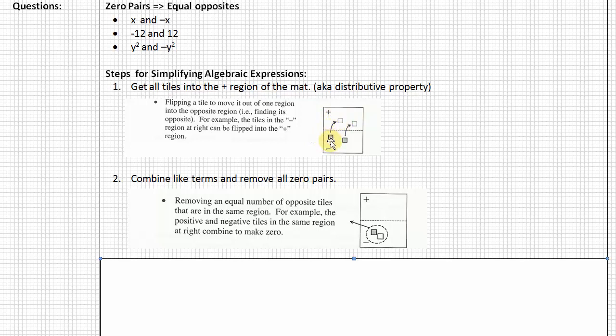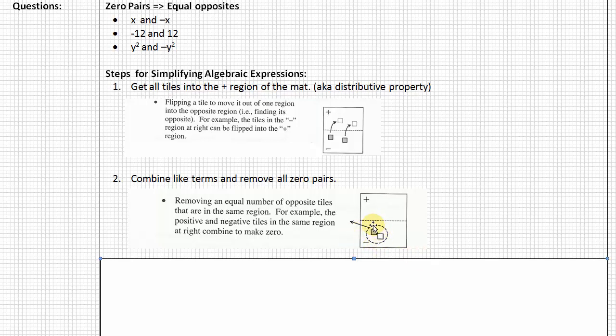And you'll notice that the tiles change sign. So it goes from being a positive tile down here, and when we flip it up over that dotted line into the positive region, it becomes a negative. What this is an attempt to illustrate is the distributive property. So our first step is to use the distributive property, or to get all the tiles into the positive region of the mat. And then our second step is to combine like terms and remove all zero pairs.